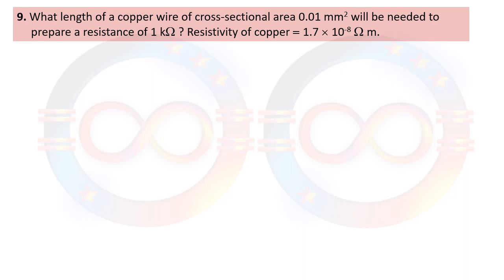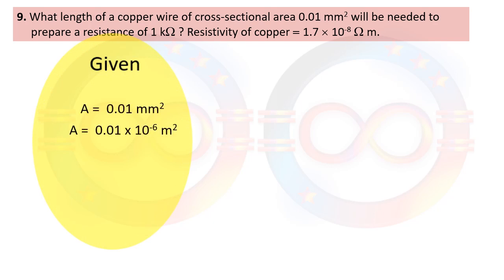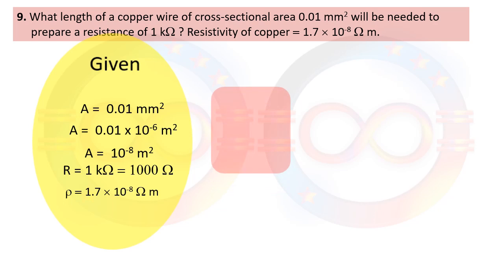Question number 9. What length of copper wire of cross section area 0.01 millimeter square will be needed to prepare a resistance of 1 kilo ohm? Resistivity of copper wire is given. So what all things are given? Area is 0.01 millimeter square. If we change it, it will be 10 raised to minus 8 meter square. Then resistance is given 1000 ohm, and rho is 1.7 into 10 raised to minus 8 ohm meter.